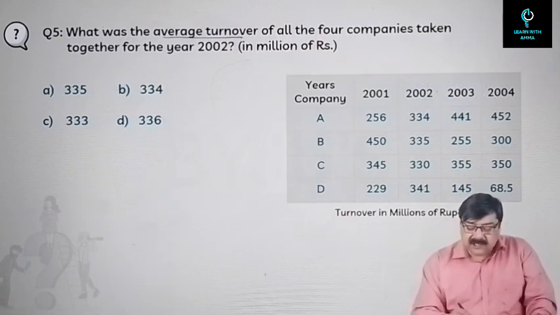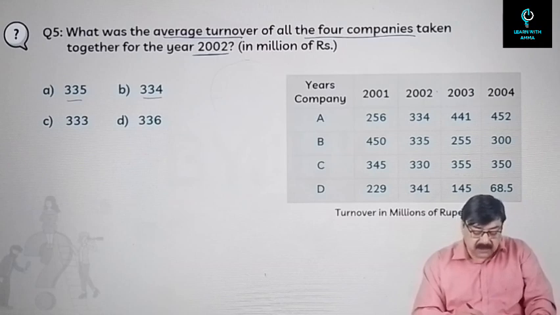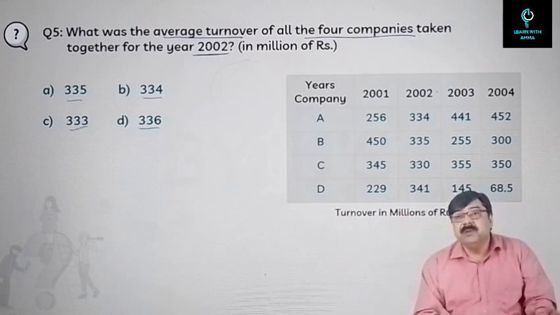Now, what was the average turnover of all the 4 companies taken together for the year 2002? Now, look at the choices. 335, 334, 333, 336. Absolutely close.